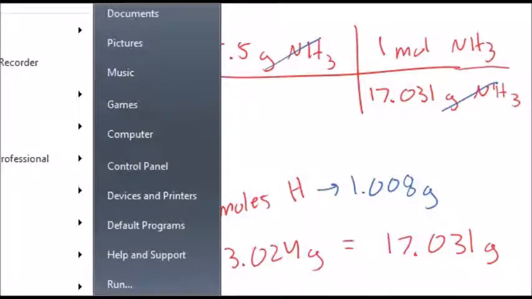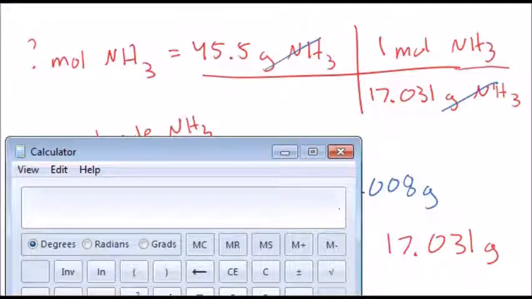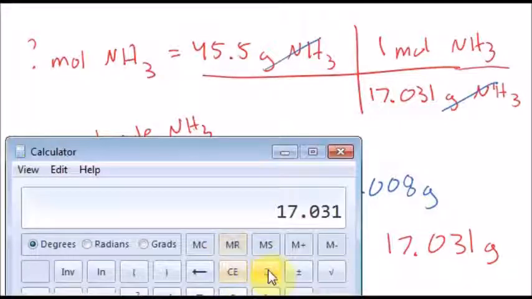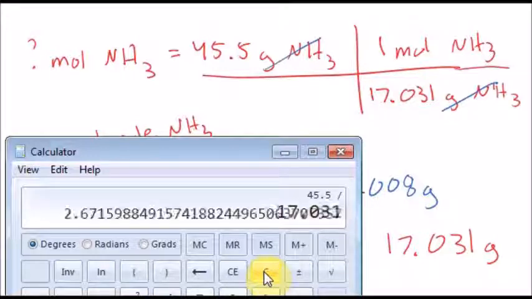I have a calculator out here. So 45.5 times 1 divided by 17.031. And that's going to give us... I'm still getting used to this calculator. 45.5 divided by 17.031, and that's going to give us this number.